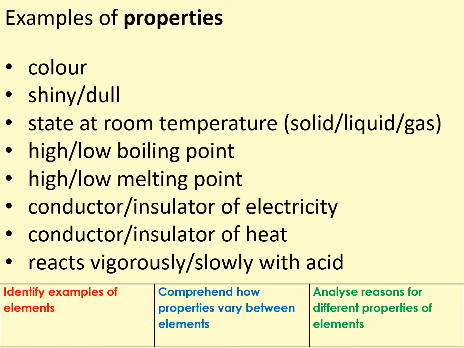So here are some examples of properties. Colour, whether something is shiny or dull, what state it is in at room temperature, solid, liquid or gas. We need to remember that all substances can exist in the solid, liquid or gas state. It's not that we have different types of solid, liquid and gas particles, although we might say it that way by accident. Whether something has a high or low boiling point is a property, high or low melting point. Conductor or insulator of electricity, conductor or insulator of heat, and whether it reacts vigorously or slowly with acids. So these are just examples of properties. If you've got different ones that you want to check, then just email your teacher.